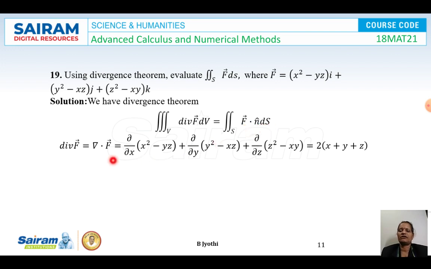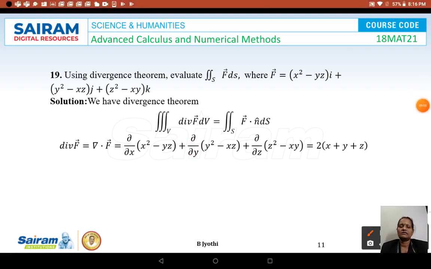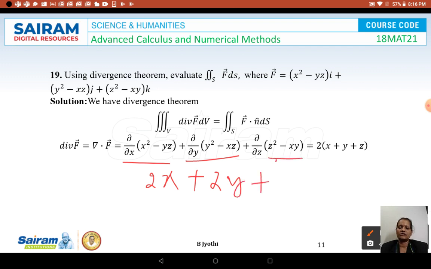Now div F is given by del dot F, that is dou by dou x of (x squared minus yz) plus dou by dou y of (y square minus zx) plus dou by dou z of (z square minus xy). Here dou by dou x of (x square minus yz) gives 2x, dou by dou y of (y square minus xz) will be 2y, and dou by dou z of (z square minus xy) will be 2z. So on simplification we can take the 2 outside, we get 2 times (x plus y plus z).